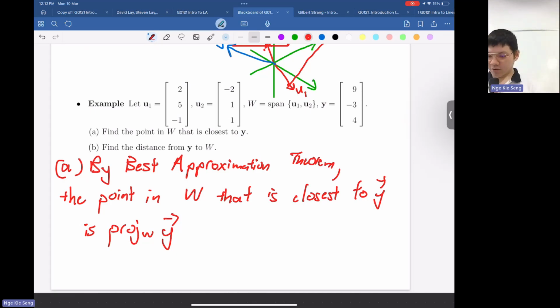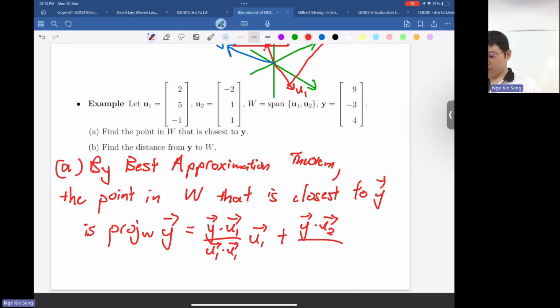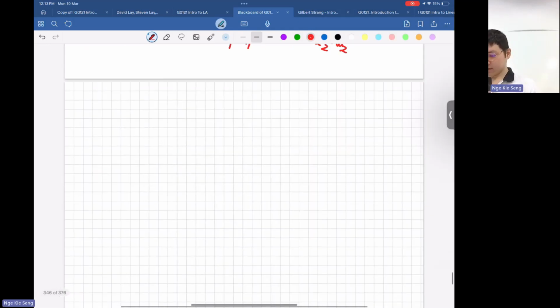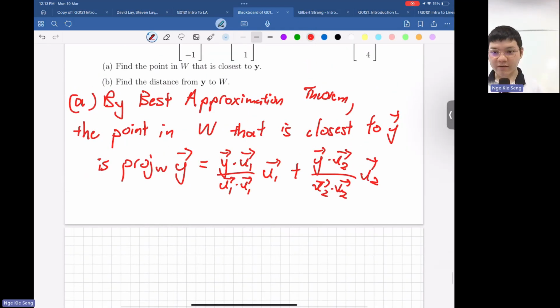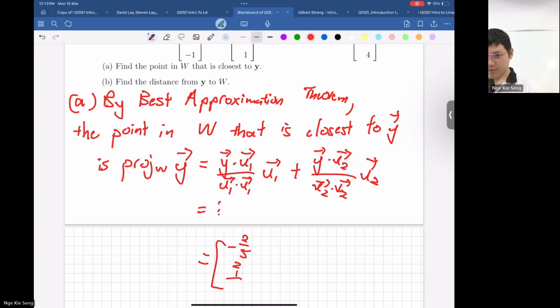So how to find the projection of Y? You take Y dot U1 over U1 dot U1, times U1, plus Y dot U2 over U2 dot U2, times U2. So basically, this question again asks you to find the orthogonal projection. I think we haven't computed this, right? If you quickly compute this, you should get -2/5.